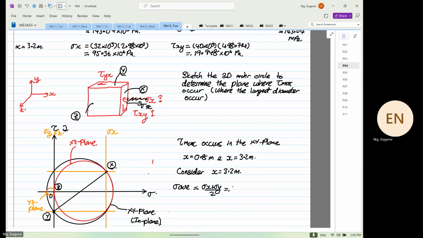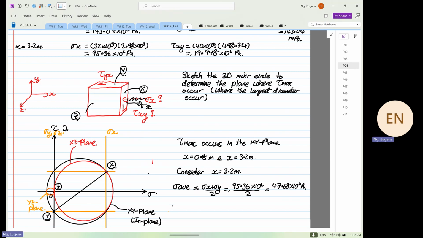95.36 times 10 to the power 6 divided by 2. So this is equal to 47.68 times 10 to the power 6 Pascal.